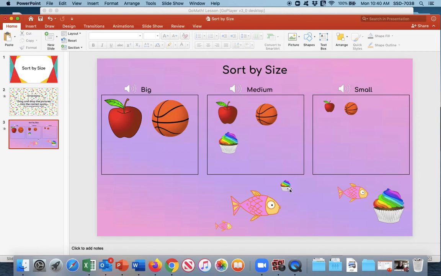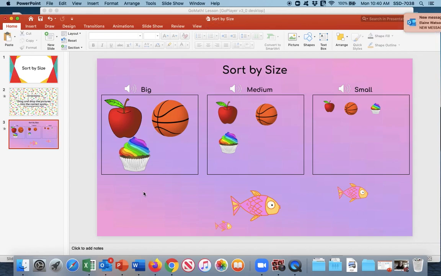So now going to this one, this cupcake. If you guess small, that is correct. And last, this would be big. I'm going to put that right, getting a little crowded in our big box.